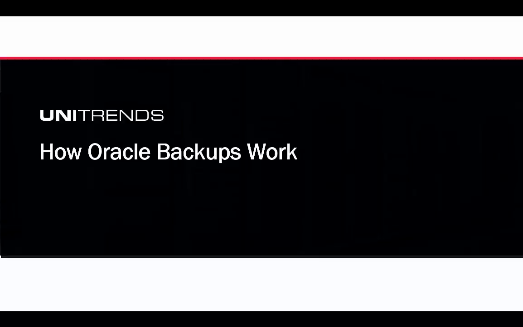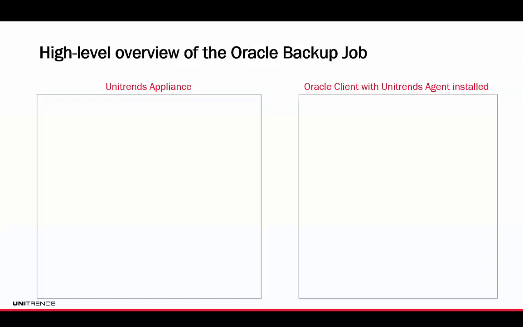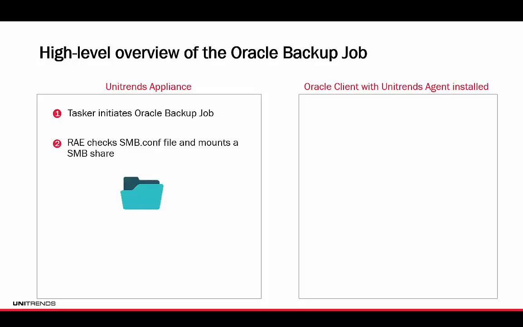Let's take a look at how Oracle backups work. So once again, there's two sides. There's the appliance side, the Unitrends appliance, whether it's physical or virtual. Then we've got our Oracle client, and that client could be Windows or Linux, and it's running the Unitrends agent. Right? So once again, we start a job off, and it is initiated inside of Tasker. Once those resources become available, RAE checks the SMB conf file, and it mounts the SMB share based on that configuration file. Now, the agent receives the remote execution.